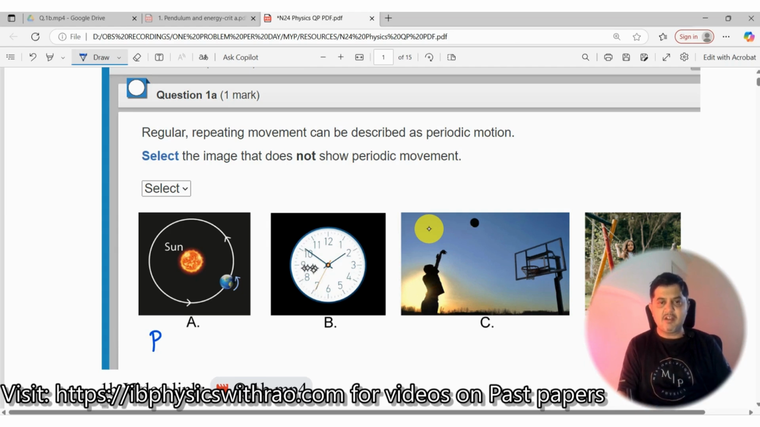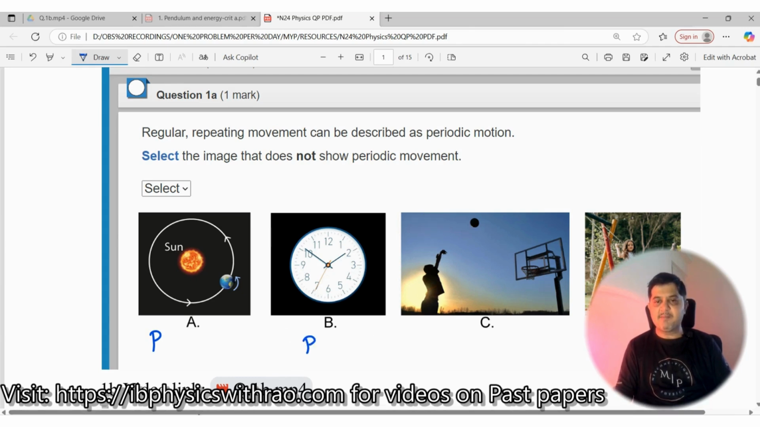Now, what about the clock's hands over here? Let us look at the bigger hand. So what does it do? It goes a full round in 1 hour. Starting from here, it goes round one full time and comes back to this. So therefore, this is also periodic in motion.